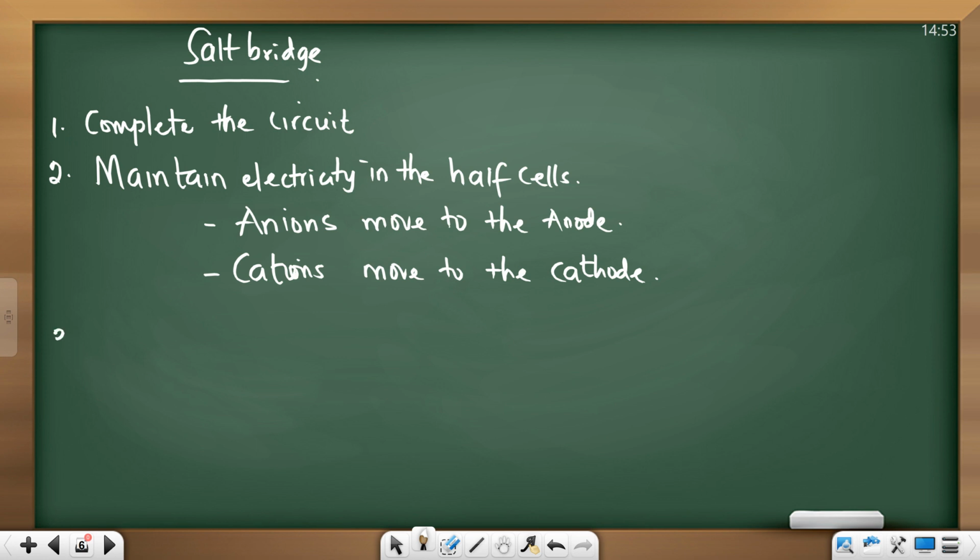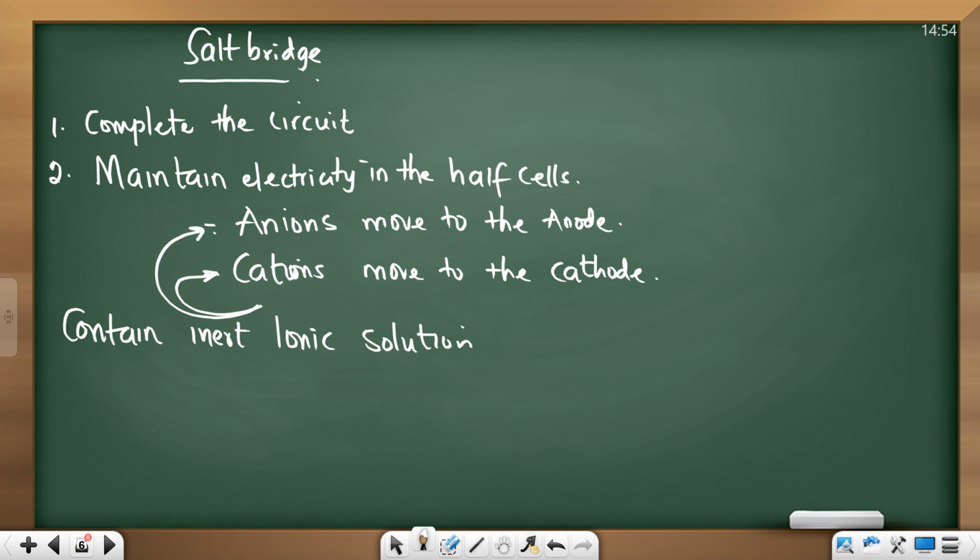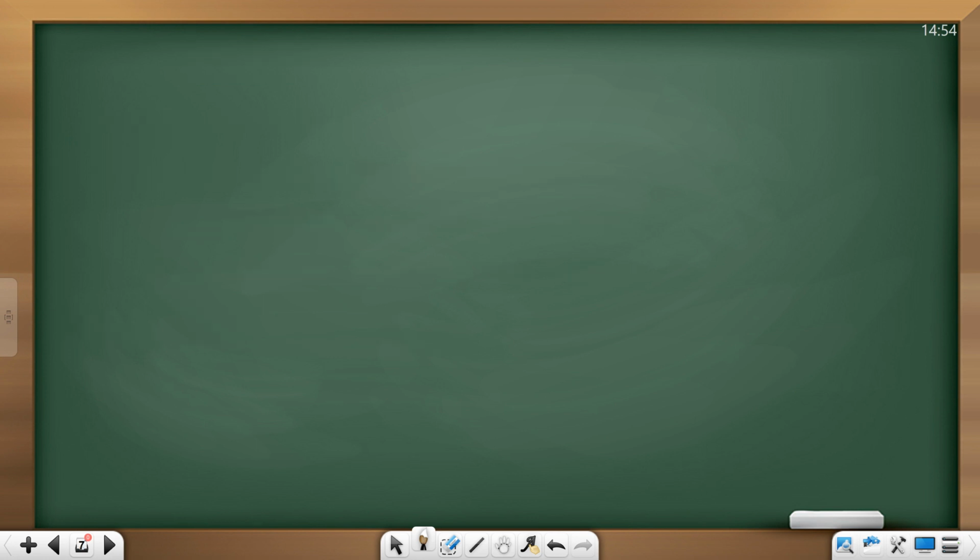Don't worry. Okay. Now, the salt bridge contains an inert electrolyte. Okay, let me say inert ionic solution, better word. And when I say ionic, it means it has cations and anions. Is that okay?